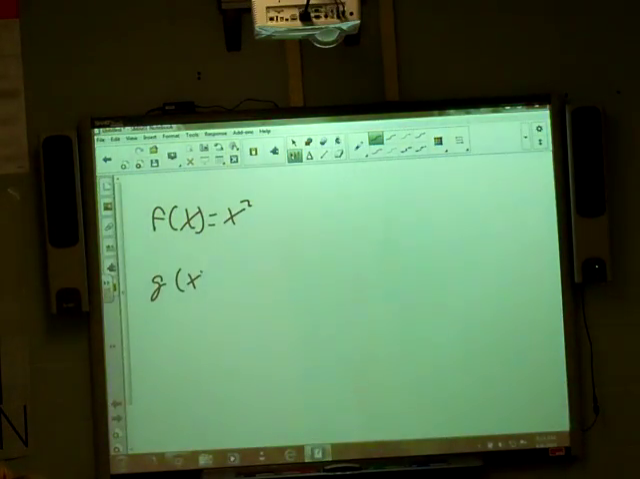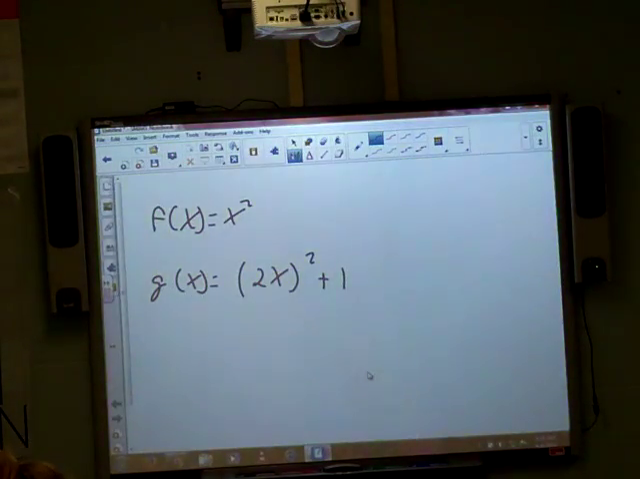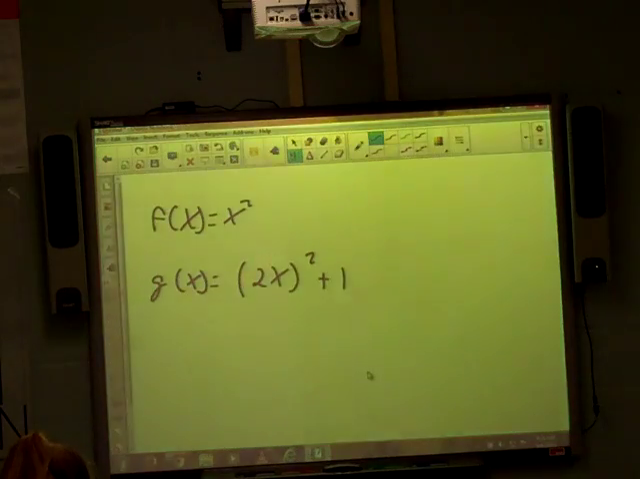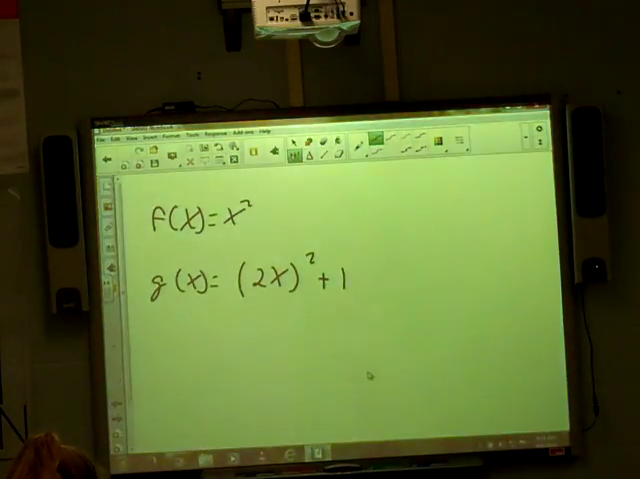With g of x is equal to 2x squared plus 1. Alright, I like to do the hard stuff first. So I know there's no reflection because there's no negative anywhere, so I don't have to worry about reflection. But then I see I've got something in front of the x. So I'm going to be dealing with some stretching or shrinking here, right? Is that okay? You follow my thoughts on that? Now, that thing in front of the x, that A there, that's a 2.